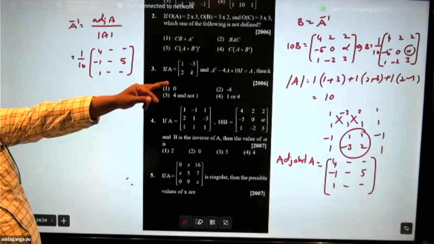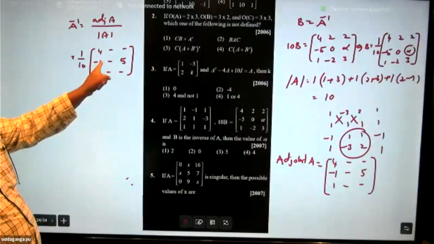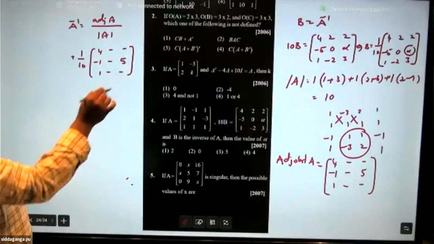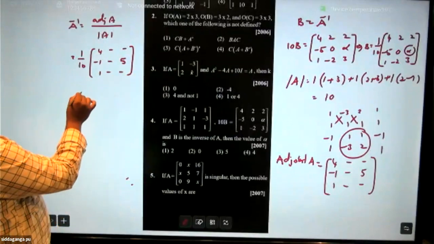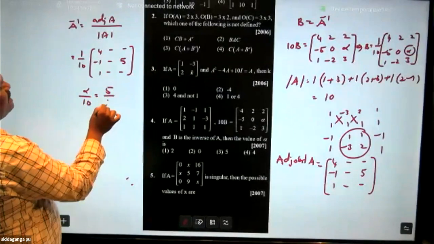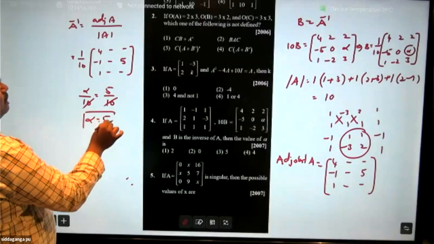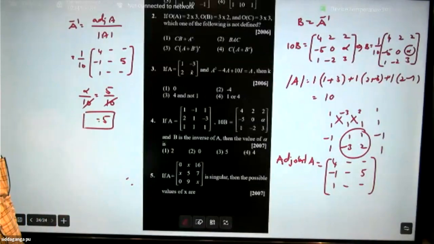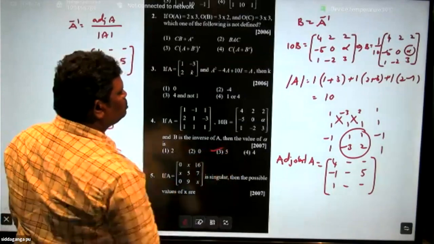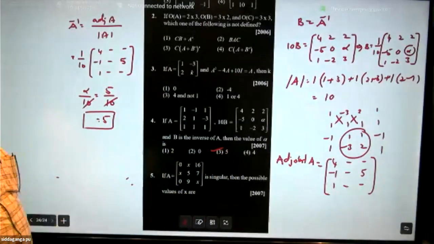Now this one and that B matrix, we compare both at the same position: row 2, column 3. Here 5 is there, there alpha is there, and 1 by 10 is there before, here also 1 by 10. So alpha by 10 is equal to 5 by 10. 10, 10 cancel. Alpha is equal to how much? 5. Alpha is equal to 5. This is a little bit lengthy, but this was also given in JEE previously. You must find the inverse, then only can you calculate that value.